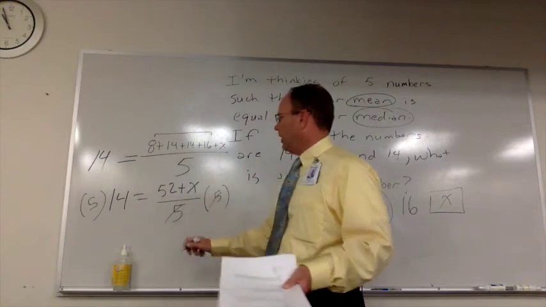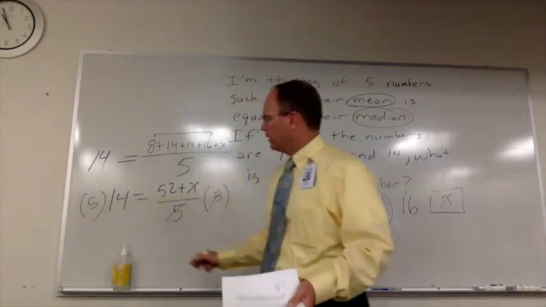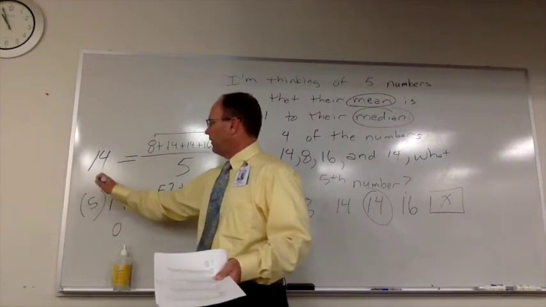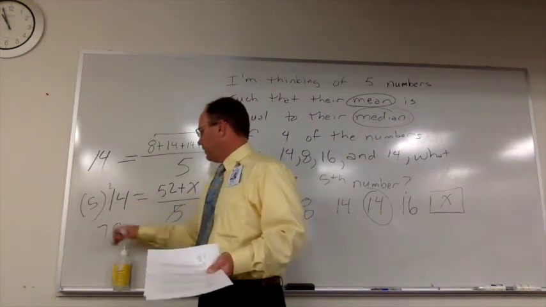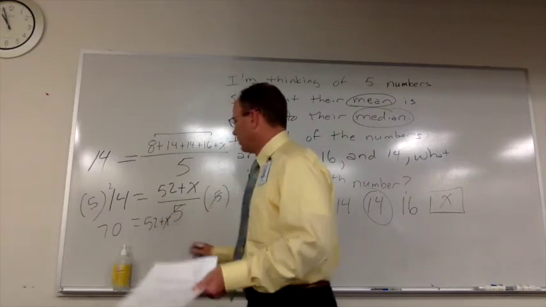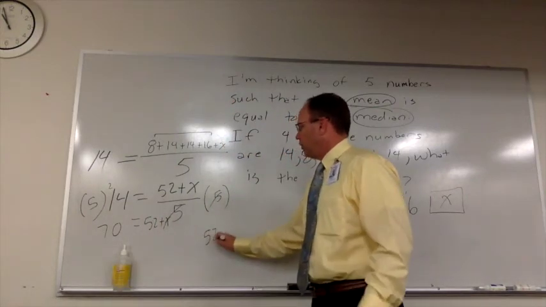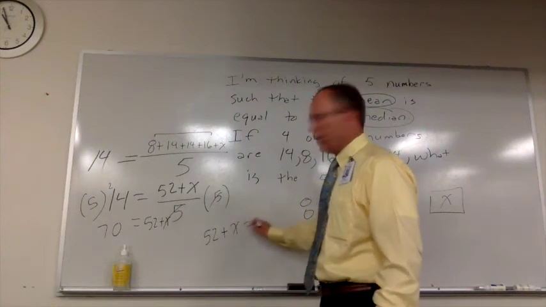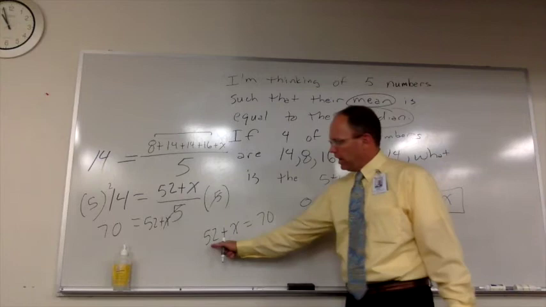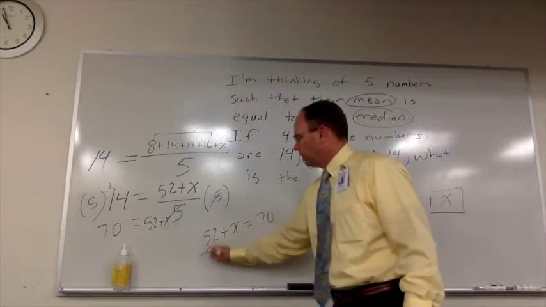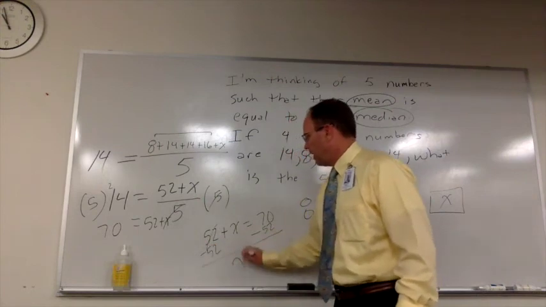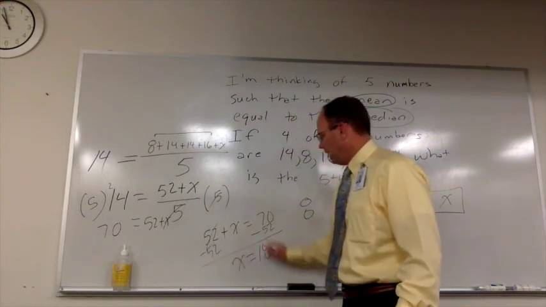This is going to cancel this. So 5 times 14: 5 times 4 is 20, carry the 2, 5 times 1, so I'm going to get 70. 70 is equal to 52 plus x. So if I were to go 52, add a certain number to it, and get 70, I'm going to be able to solve this problem. So now I'm going to subtract 52 from each side. These cancel out. X is equal to 18.